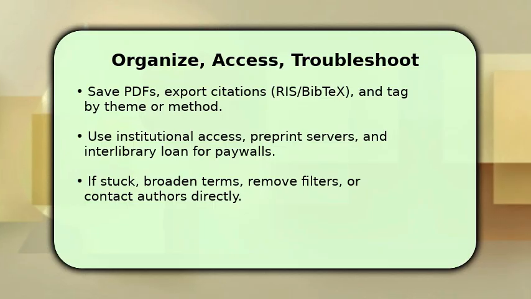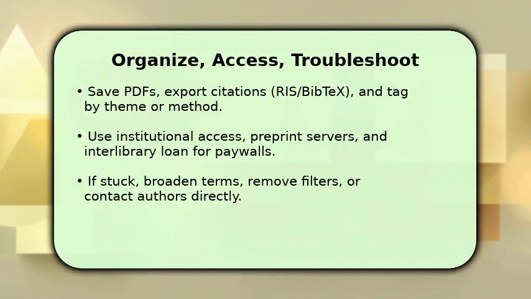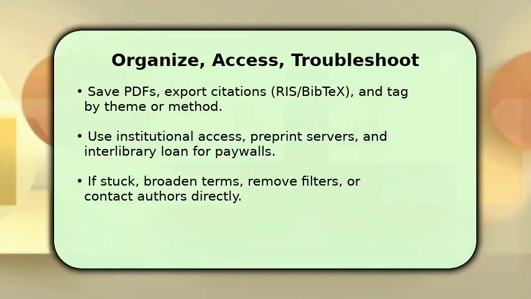Emailing authors often works. If searches dry up, widen your terms, drop restrictive filters, or try citation chaining from a seminal paper. One key troubleshooting tip: when relevance falls, simplify your query and look for different synonyms immediately.